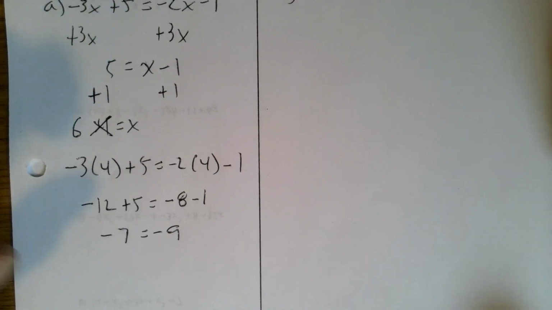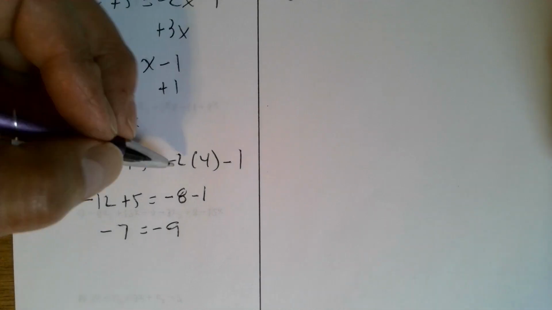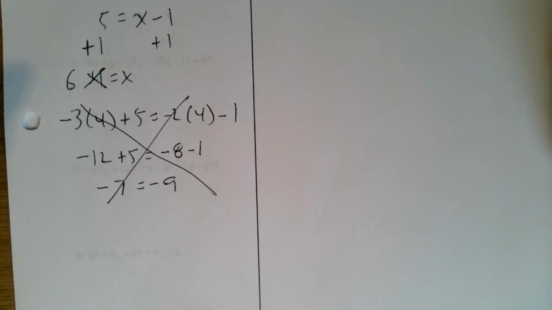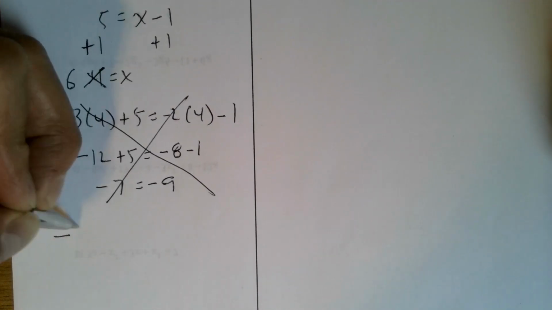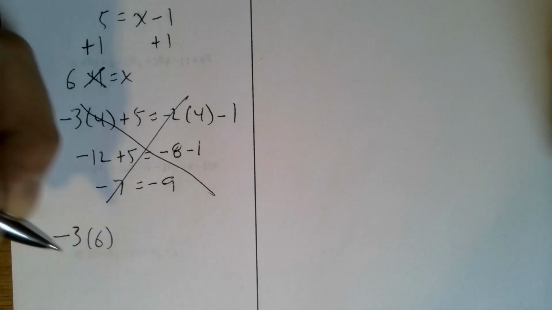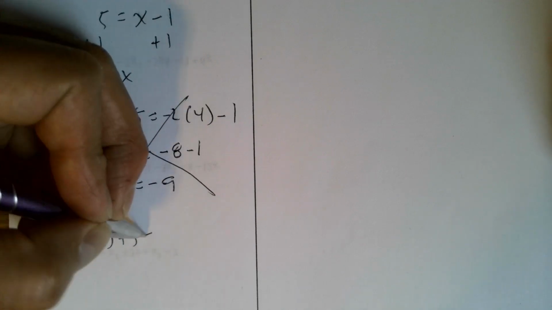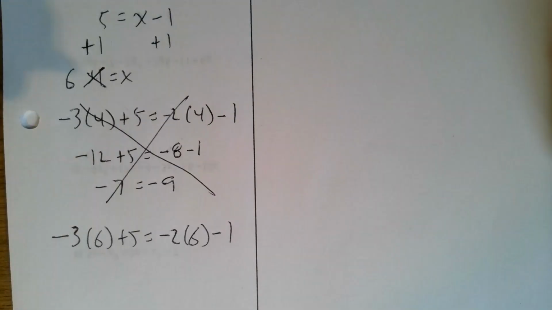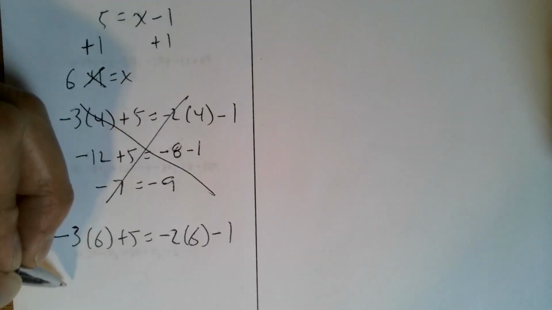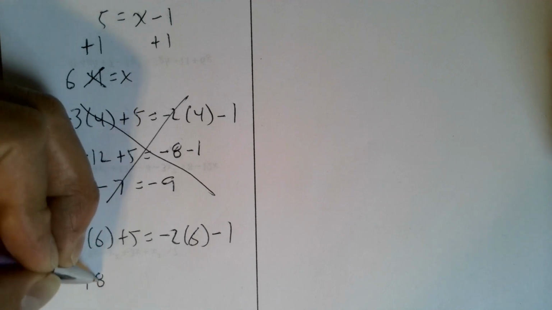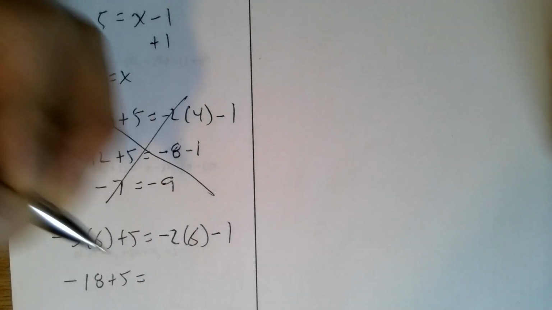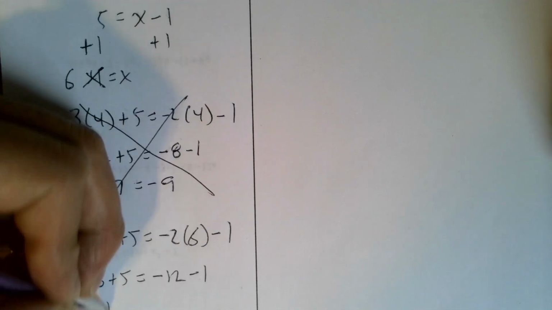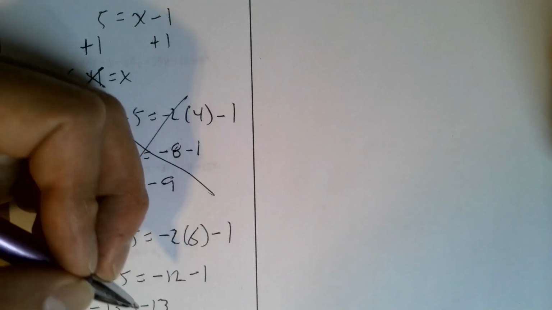Okay, let's go back and do our check again. And so we notice that this check didn't work. Let's do another check with x equals 6. We've got negative 3 times 6 plus 5 equals negative 2 times 6 minus 1. Got negative 18 plus 5 equals negative 12 minus 1. Negative 13 equals negative 13 is true.